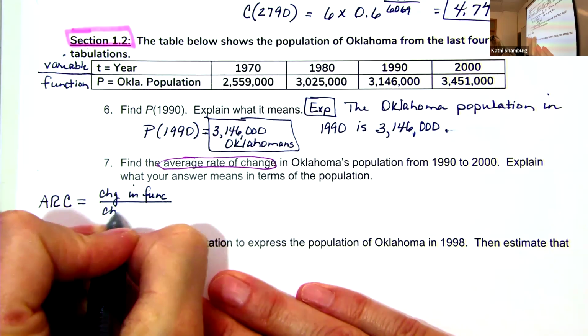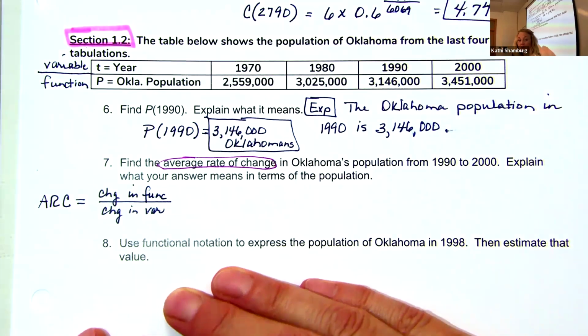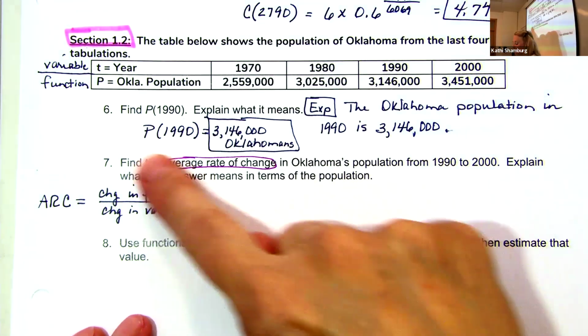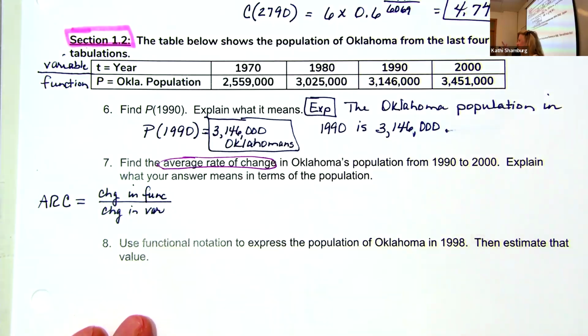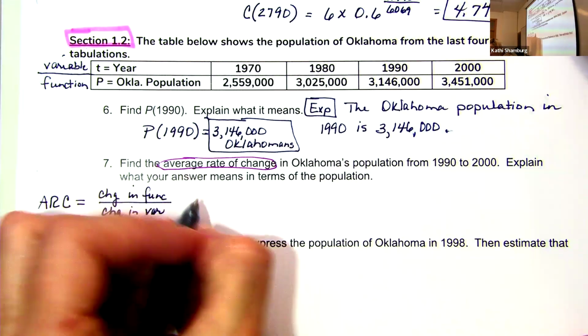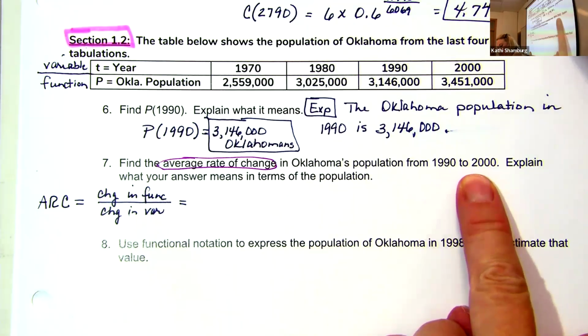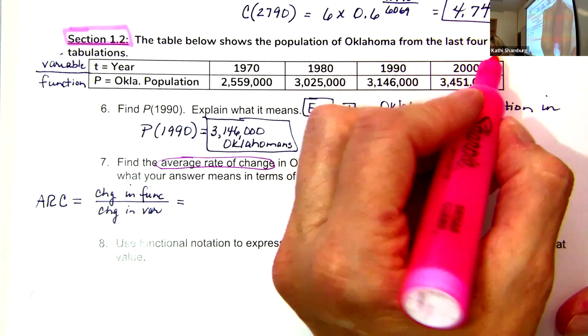Over change in variable. Now, I did have a handful of students, but enough that it occurred that I remember they wrote this on the quiz, but yet when they put the numbers in, they flipped it. So be careful. All right, so my change in function from 1990 to 2000. So we're looking here.